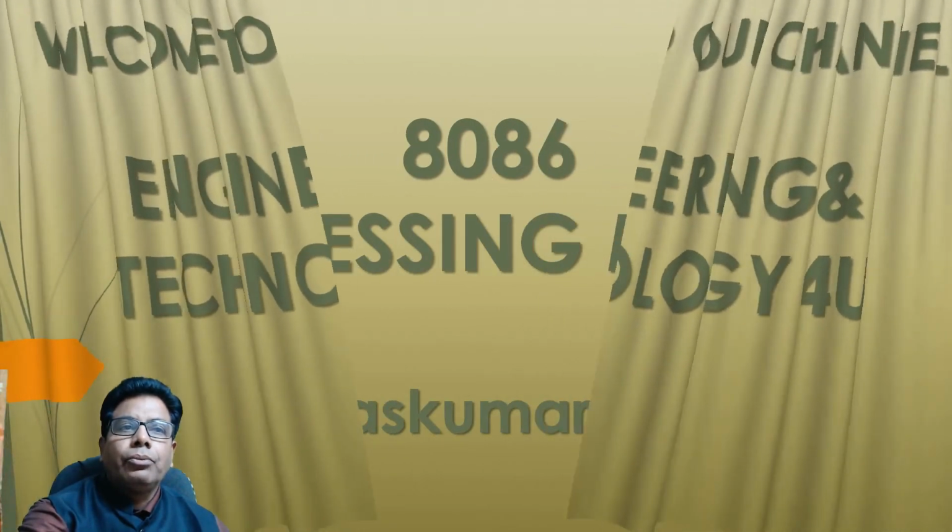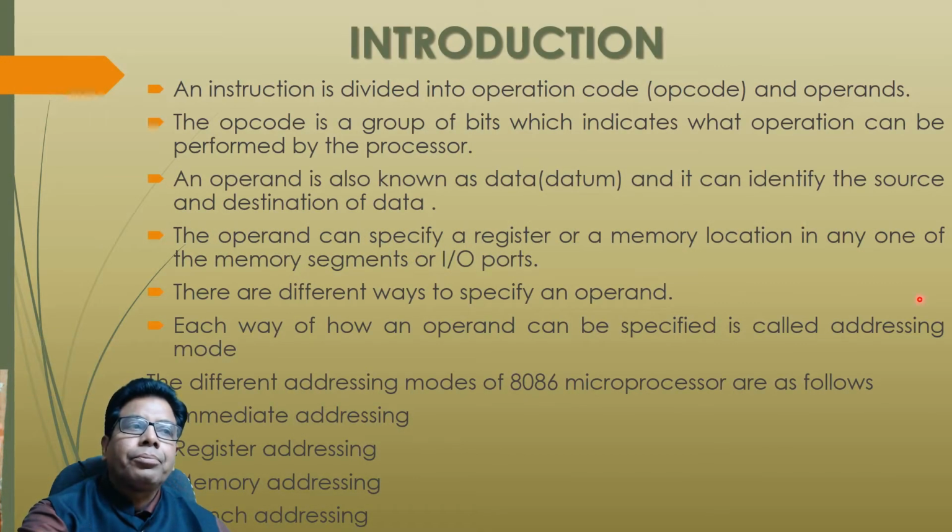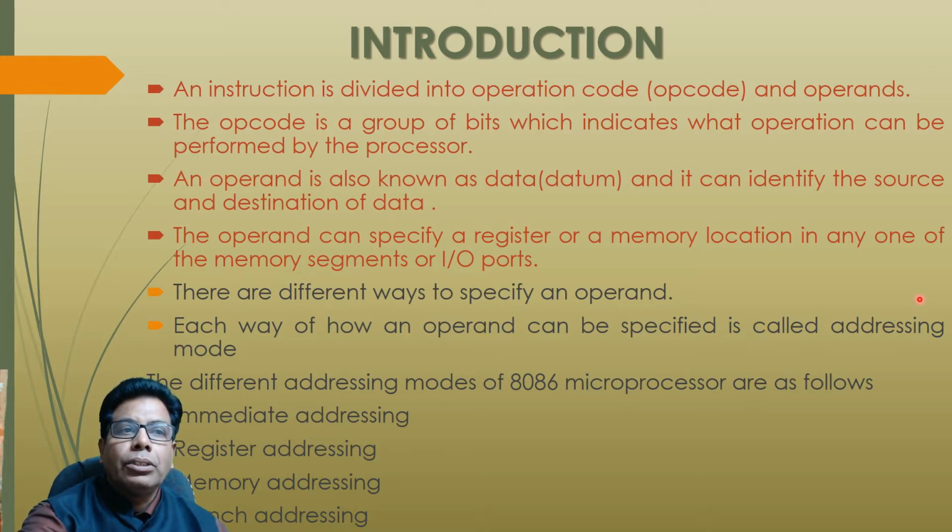In today's video, you will learn 8086 addressing modes. Let us start with the introduction. An instruction is divided into operation code, that is opcode, and the operands. The opcode is a group of bits which indicates what operation can be performed by the processor. And an operand is known as datum or data, and it can identify the source and destination of data. The operand can specify a register or a memory location in any one of the memory segments or IO ports.